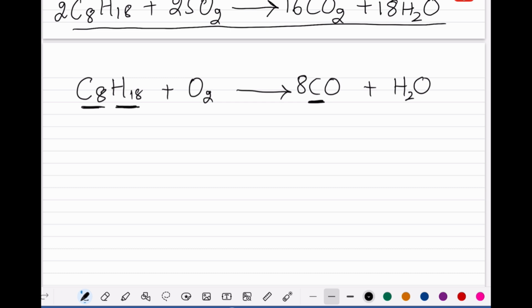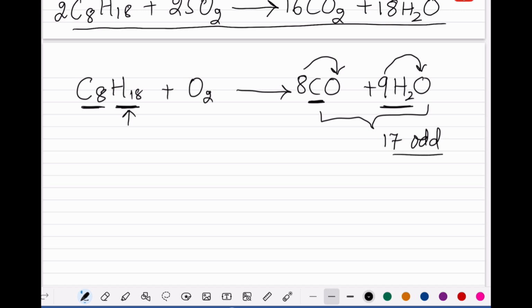Now next is the turn of hydrogen atoms. There are 18 hydrogen atoms on the reactant side, so there must be 18 hydrogen atoms on the product side. Now we will look for the oxygen atoms on the product side. How many oxygen atoms are present? 8 plus 9 is 17. 17 is again an odd number. So according to the rule, it will be written as such with the oxygen molecule on the reactant side and multiply the rest of the equation by 2.